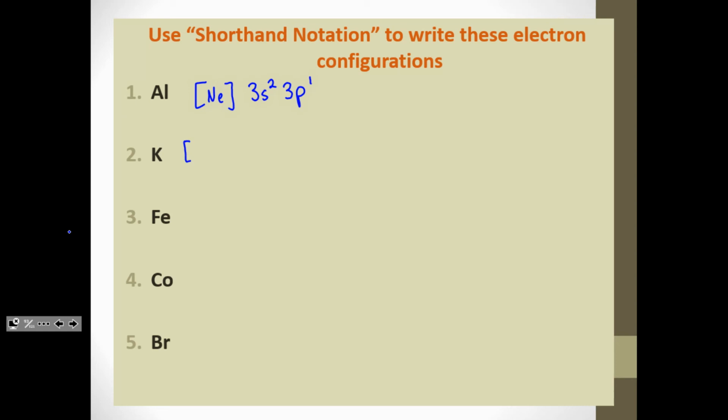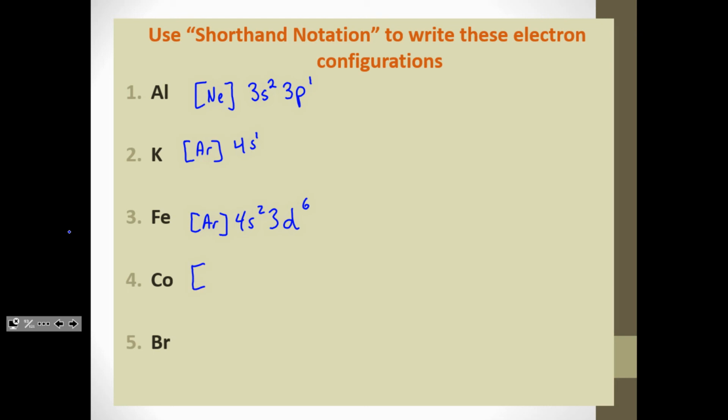Potassium would be brackets argon, 4s1. Iron would be bracket argon, 4s2, 3d, and iron is 1, 2, 3, 4, 5. It's the sixth one in that row.